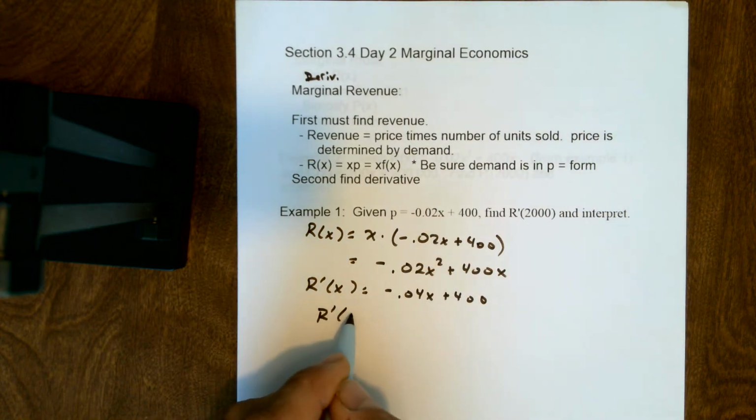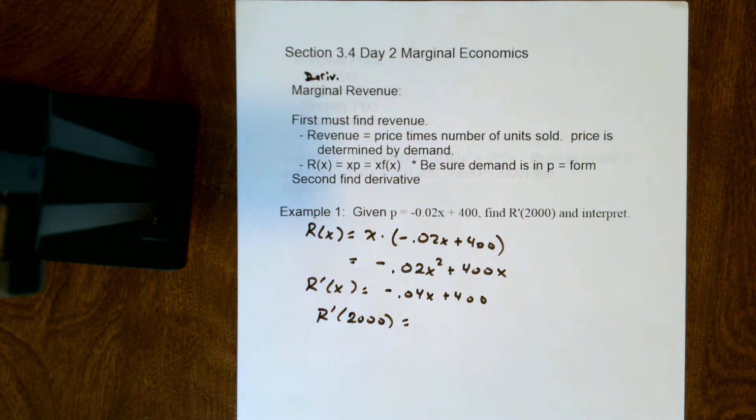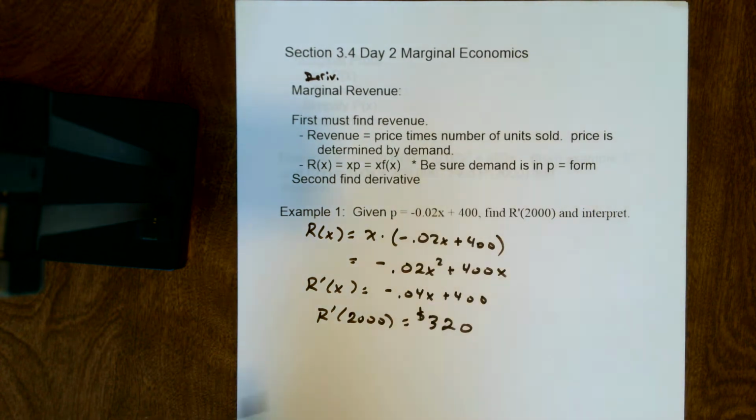We can find R prime of 2000. Again, I would go ahead and put that in my calculator. So we have negative 1/100, multiply it by 2,000, and then add 400 to it, and we end up with 320. So what does that mean?